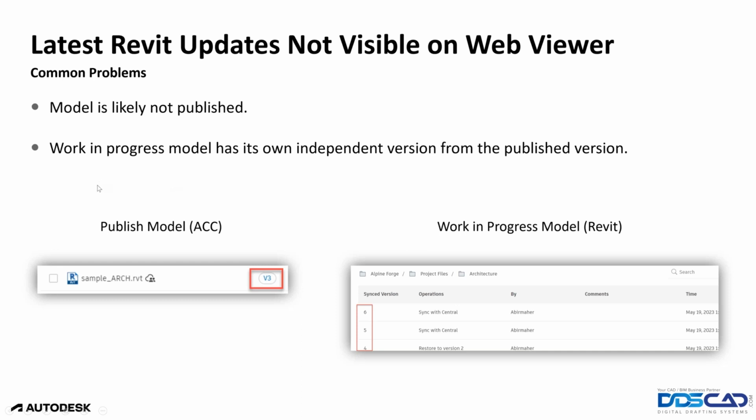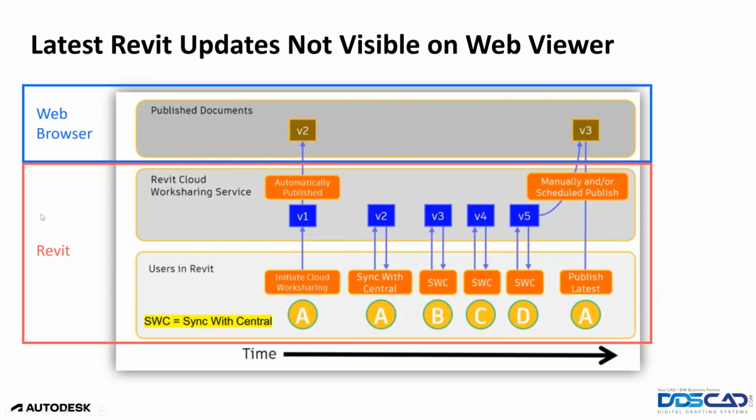All right, so why am I seeing a version on the Construction Cloud website, a version 3, but I'm not seeing my latest changes, my latest syncs? We talked about this, right? This is because your latest syncs are syncing to an intermediary step, like we talked about here, to this Revit Cloud Worksharing area, but not to the web browser until you publish. So you're not publishing your latest changes, and that's why you're not seeing those latest things. So interesting thing to keep in mind. Took me a while to figure this one out, but once we wrapped our heads around it, it made a lot of sense.